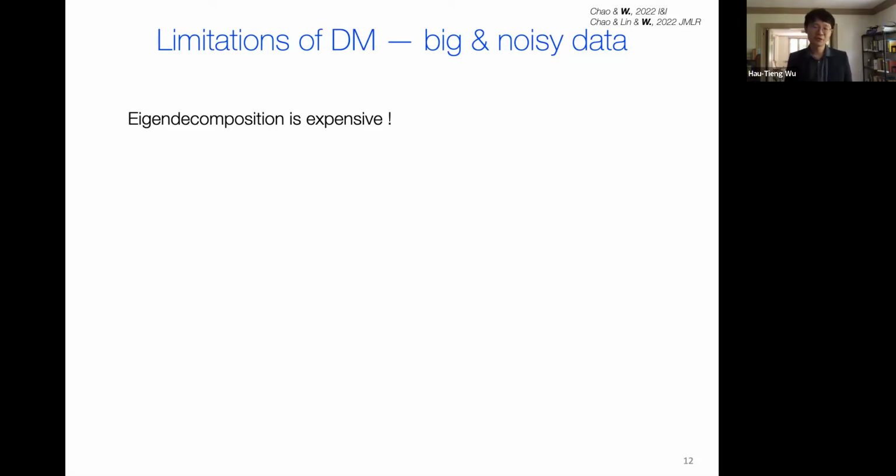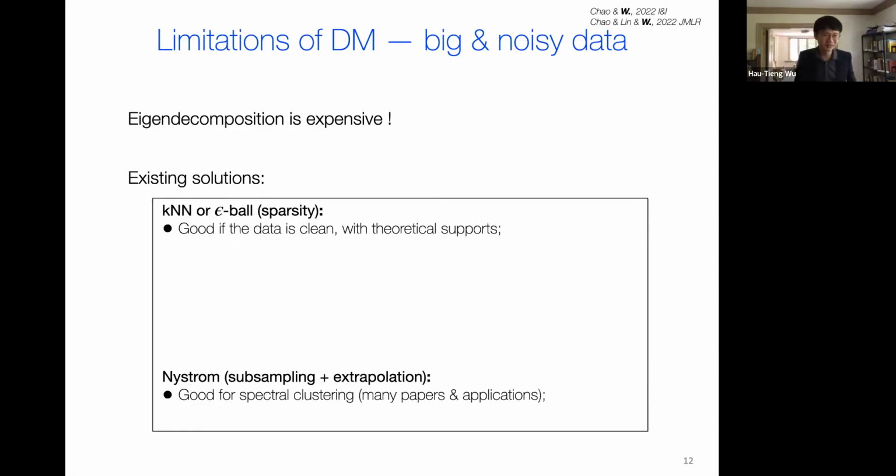However, although diffusion map has been widely applied, it has several limitations, in particular when the database is big and the data is noisy. First, eigen decomposition is expensive. You can ask yourself on your computer, if I ask you to do an eigen decomposition of a matrix of 100,000 by 100,000, can you do it? Well, on my laptop, I remember maybe 40,000 is the limit, unless you start to play with some tricks like sparsity or so on. But anyways, it's expensive. So there are some existing solutions, as I mentioned.